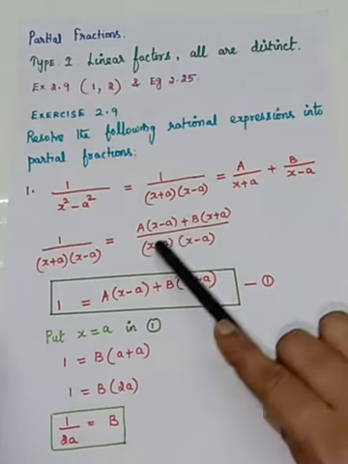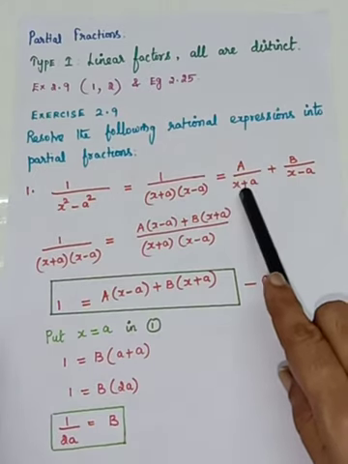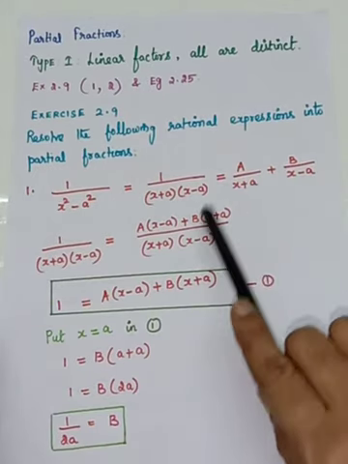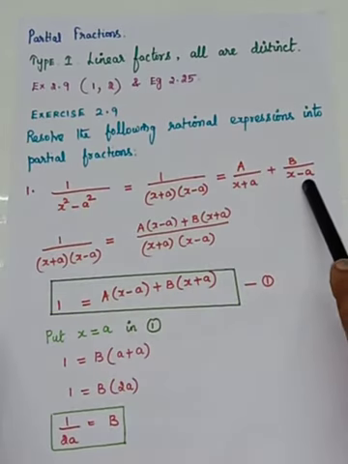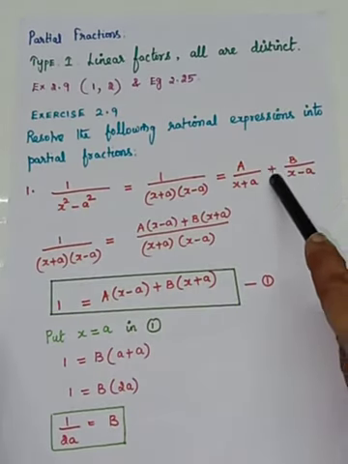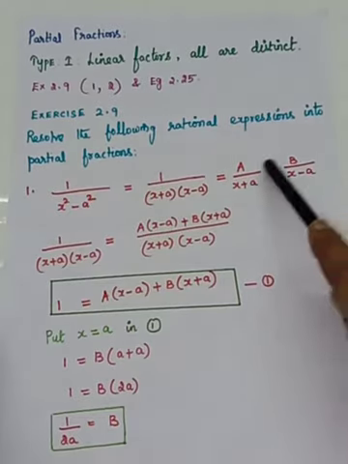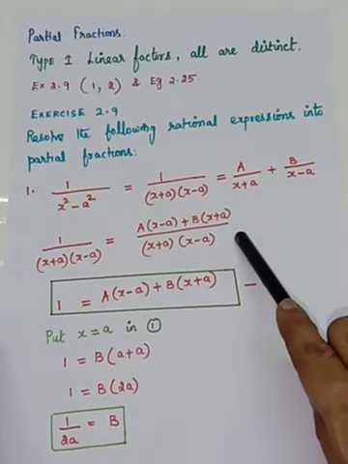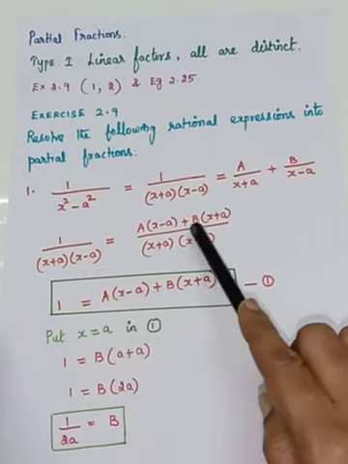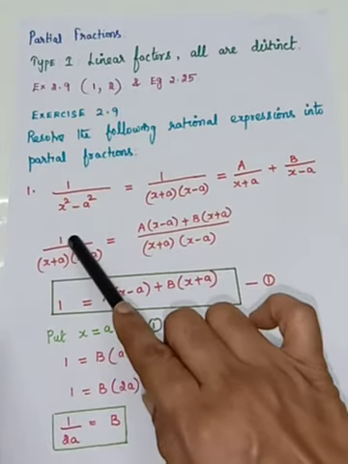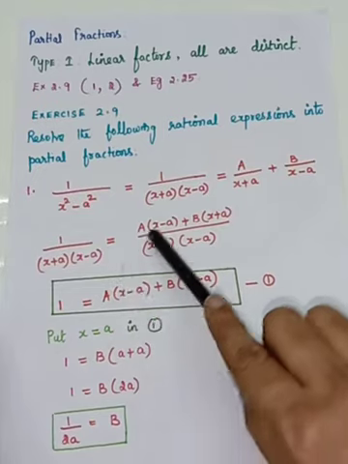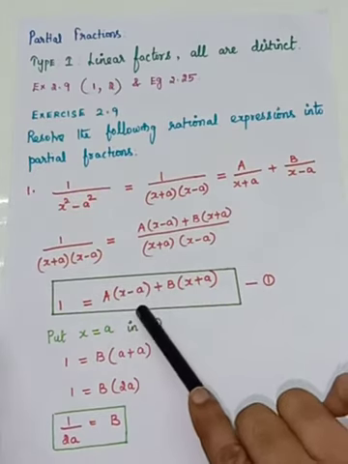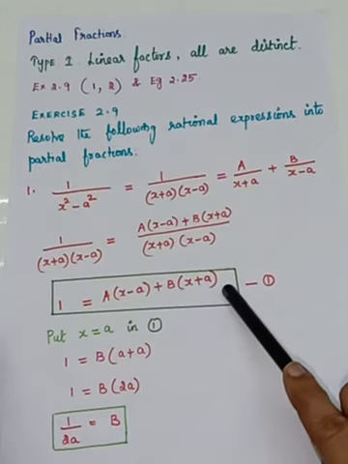How to take the LCM? Here you have x plus a. Which term is missing? x minus a. So A has to be multiplied with x minus a. In the same way, plus B into x plus a. The denominator gets cancelled. So in the numerator, the left side is 1, which is equal to A into x minus a plus B into x plus a.